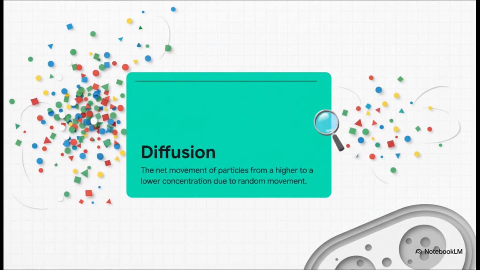Well, just remember that every particle in the universe is constantly jiggling around. They've got what we call kinetic energy. Diffusion is simply what happens because of all that random movement. Particles just naturally spread out from where it's crowded to where it's not until everything's evenly spaced.